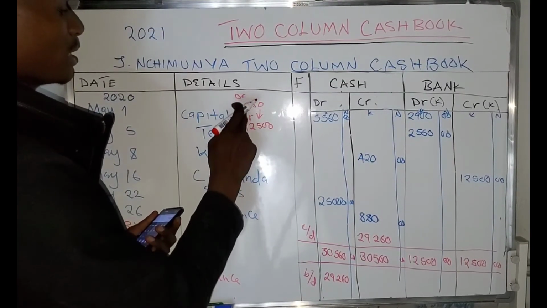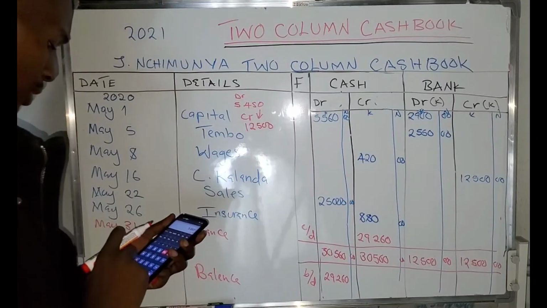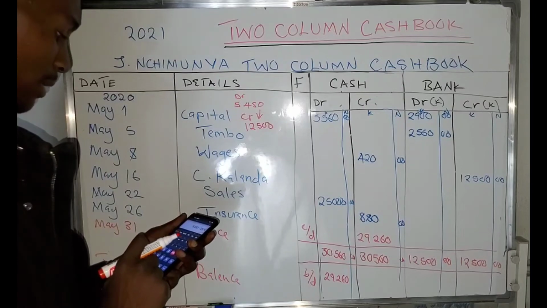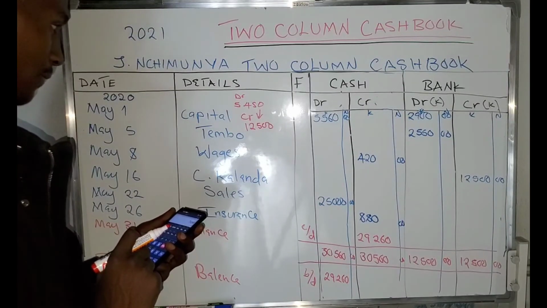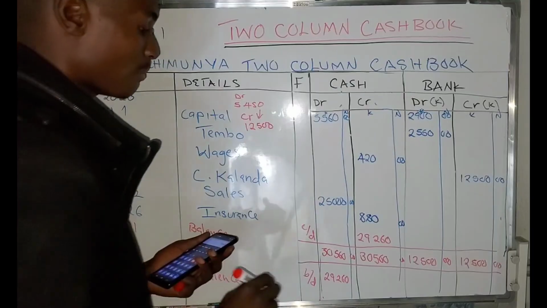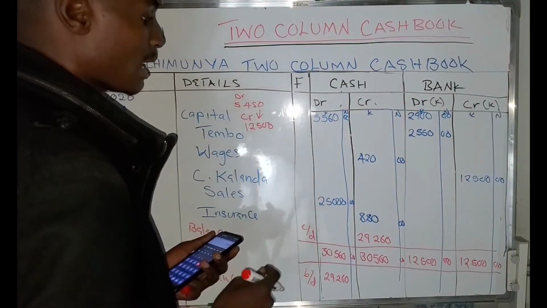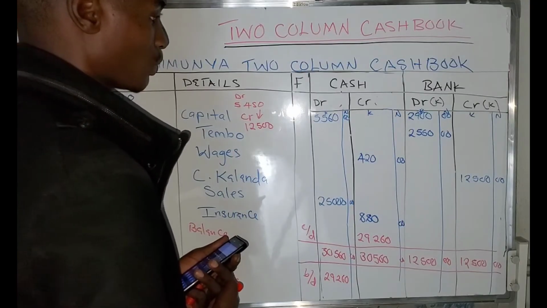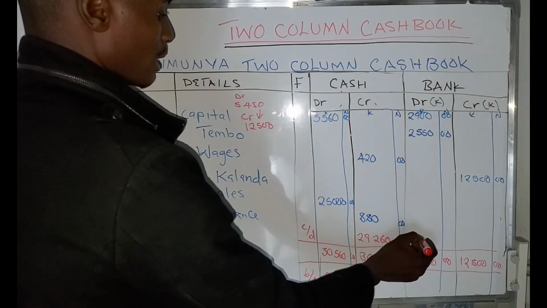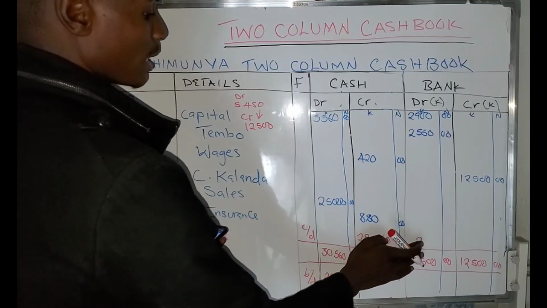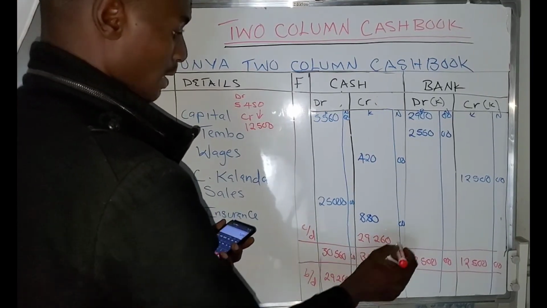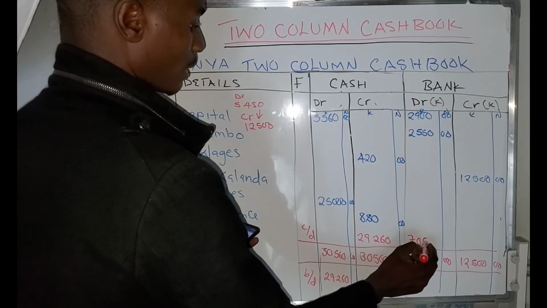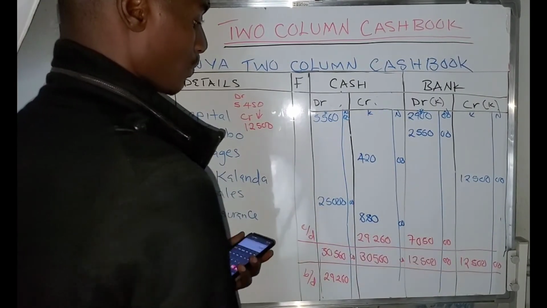Then we make sure that we subtract the two. So we're going to subtract this from this. We're going to say 12,500 minus 5,450 is giving me 7,050. Now, where are we going to write this amount? Where there is a less or shortfall. So it is this side, automatically on the debit side. So this amount will be written as 7,050 kwacha, 00 ngwe.